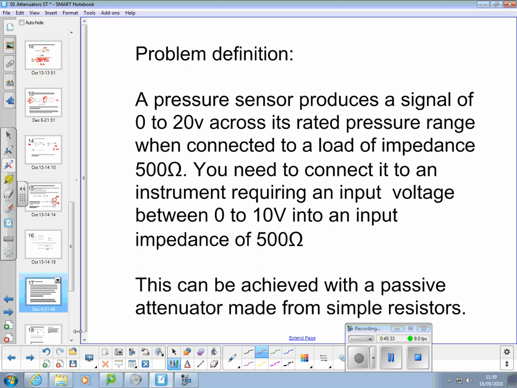So this sensor is designed to be connected to a 500 ohm load. You need to connect it to an instrument that requires an input voltage between 0 and 10 volts. So we've got 0 to 20, we want 0 to 10. So we've effectively got to halve the voltage, we've got to attenuate by half, with an input impedance of 500 ohms. This can be achieved with a passive attenuator made from simple resistors.